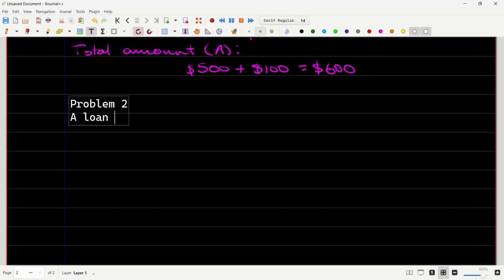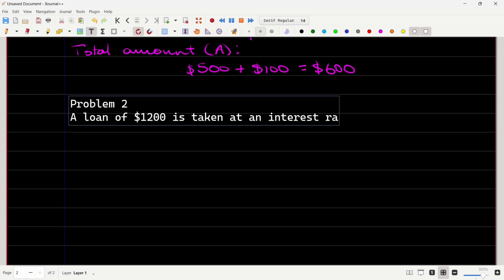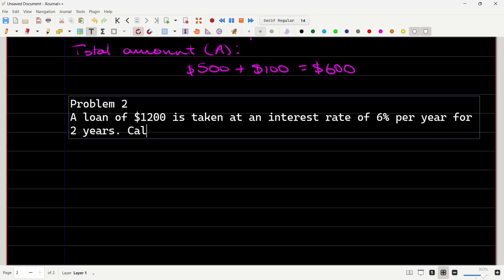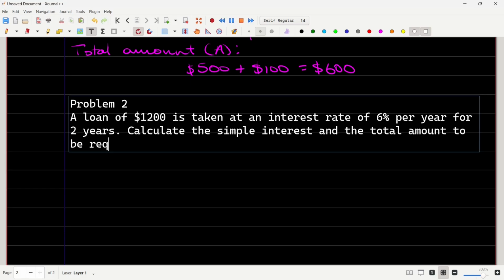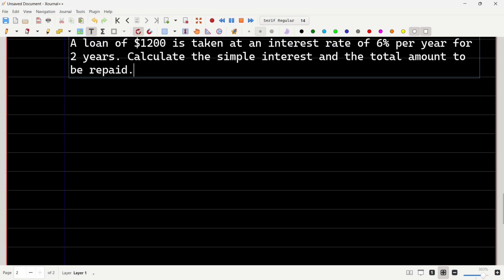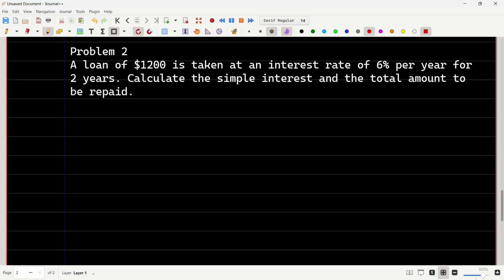A loan of $1,200 is taken at an interest rate of 6% per year for 2 years. We're to calculate the simple interest and the total amount to be repaid. And let's do the solution for that. So start off by first identifying every piece of information. We know this is the principal, we know this is the rate, and we know this is the time. So let's do that calculation now.